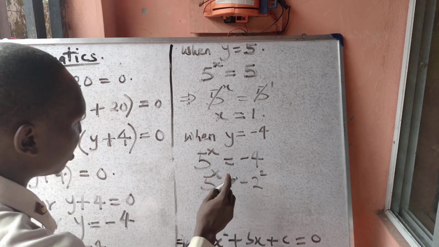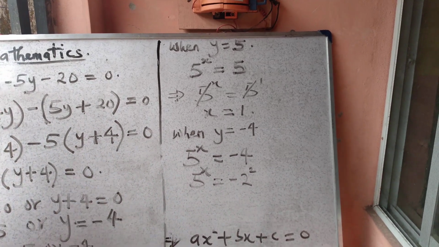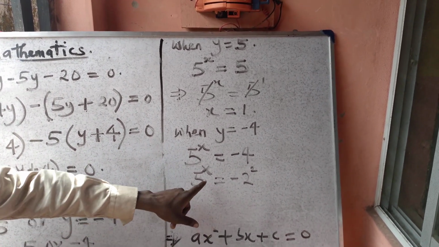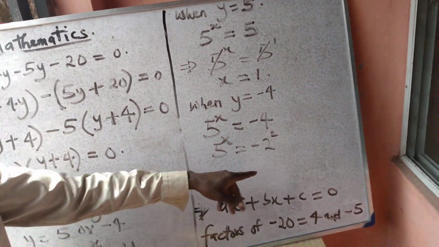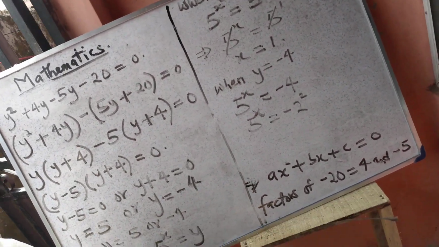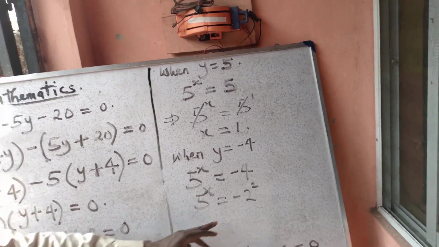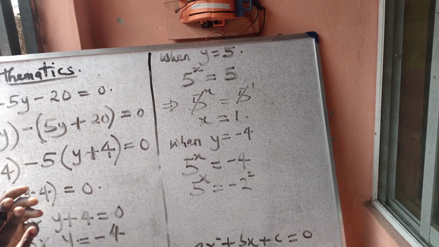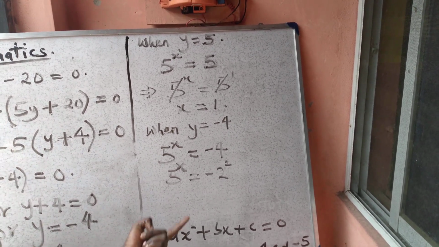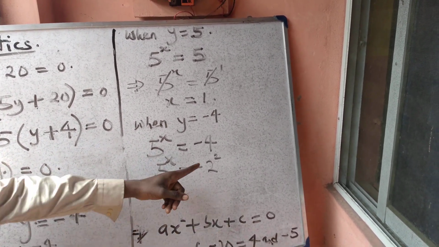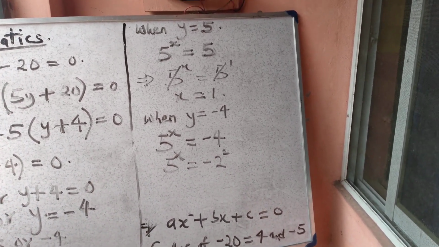So compare the two numbers, the one on the left hand side and the one on the right hand side. They are two different numbers. This is positive 5 raised to power x and this is negative 2 raised to power 2. The bases are different, the powers are different, and this one has a negative sign and this is positive. So you cannot solve this kind of equation. You say the equation is indeterminate. It cannot be solved. Mathematically, it cannot be proven such that you can obtain the value of x here, because the bases are different and there's nothing you can do there.